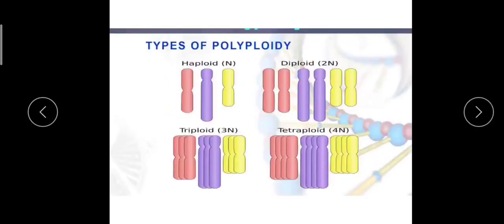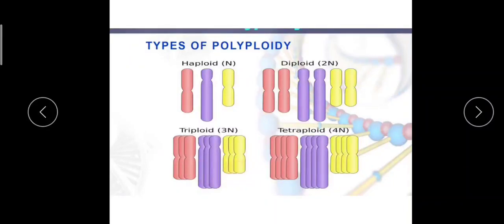One more thing to mention is that polyploidy may be of different types. The first one is triploidy, the second is tetraploidy, and it may be pentaploidy. Likewise it may increase. So this is a haploid set, this is a diploid set. Only three chromosomes in haploid and 3 pairs found in diploid. And here you can see 3 copies of each chromosome.